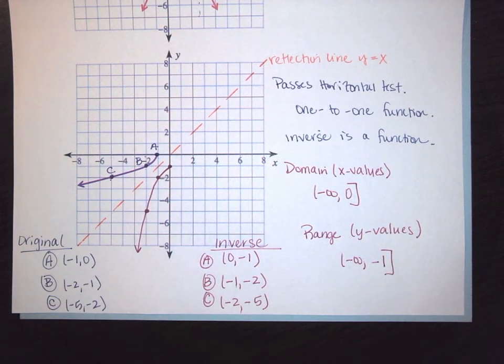And that is everything that you need to do in order to check and see if a function is one-to-one, graph the inverse function if it has one, and then identify those domain and range pieces.